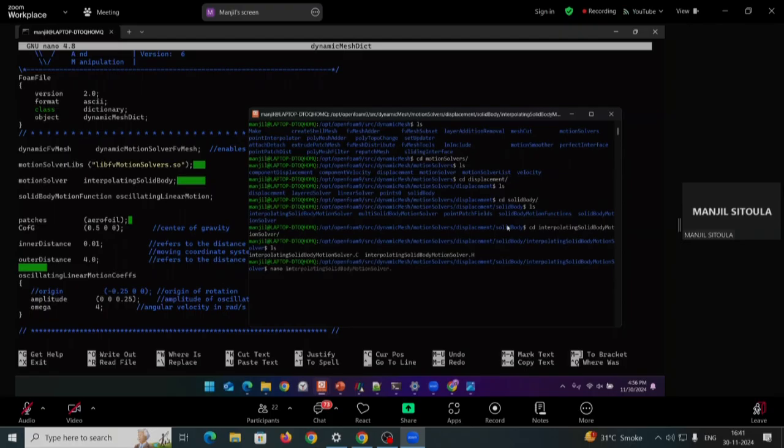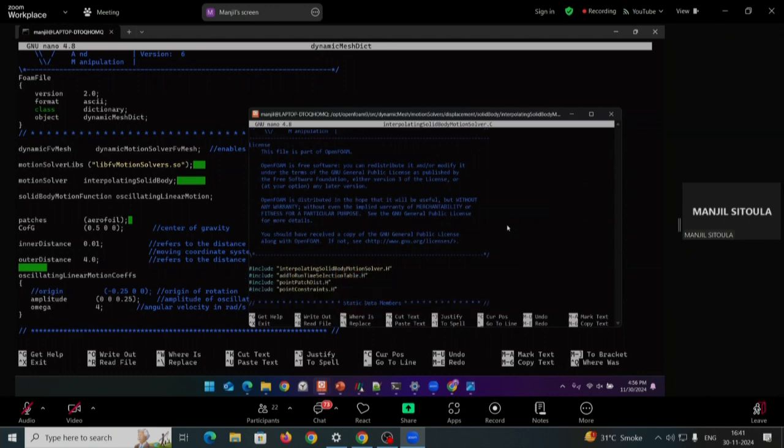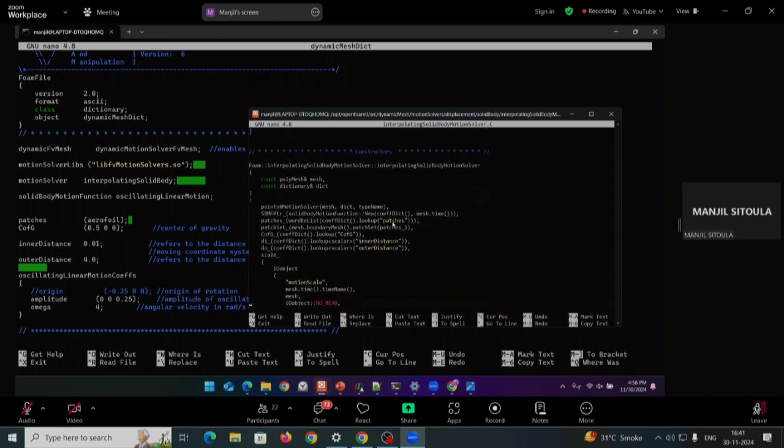Now if we check the source code, we can see that the input data required are the patches, so we have provided patches. The other inputs required are the COFG, the coefficient of gravity, and the inner distance and the outer distance. So we can look at these two terminals and see what inputs are required in the interpolating solid body motion solver, and we have provided the input accordingly. So this is what I want to show.